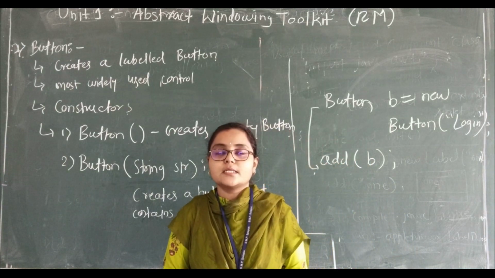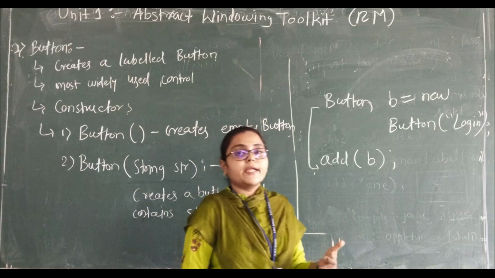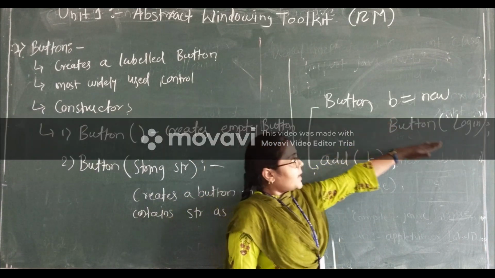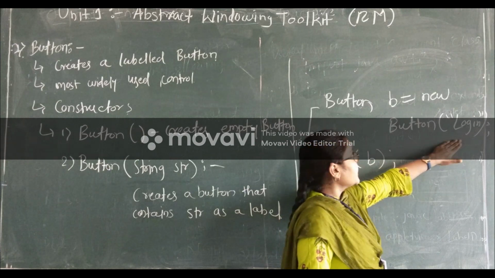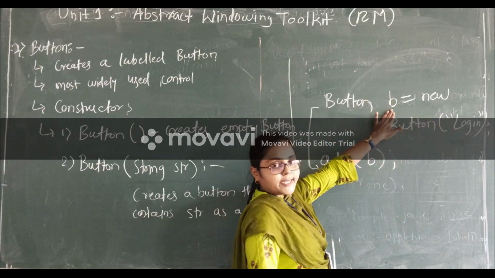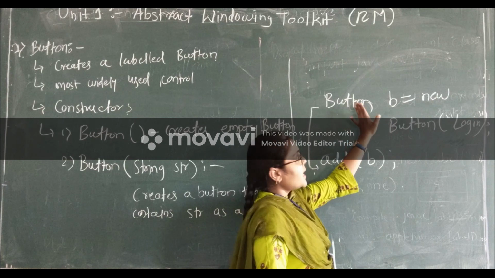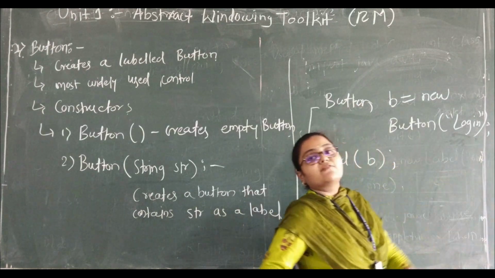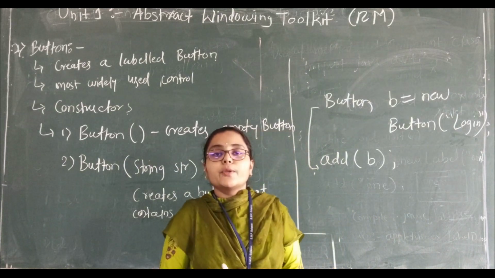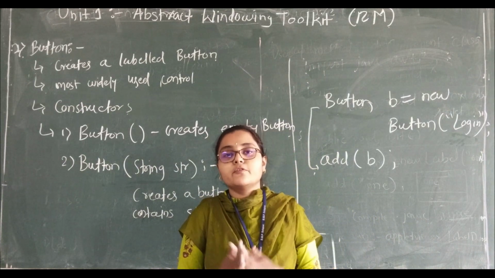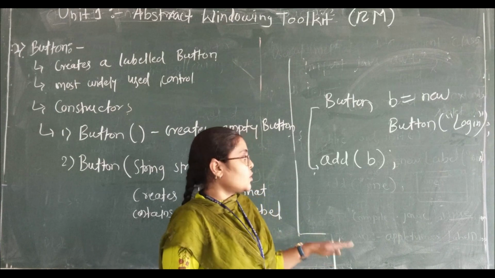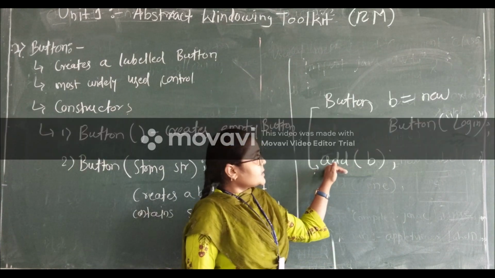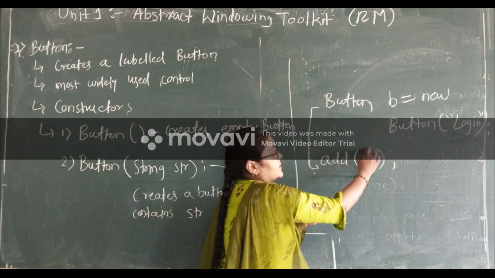So as we discussed in label, how to create a button. First create the object of that button, passing the label. Here I am creating object b for Button and giving the label as login. After creating the button, we must add it on the window or container. So I am going to use the method add, and in that method I am going to pass the object of that button.